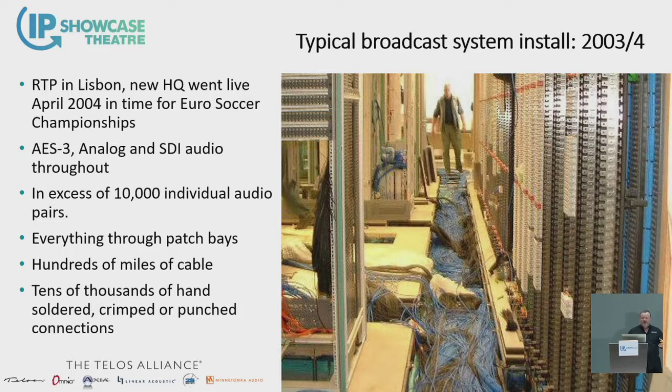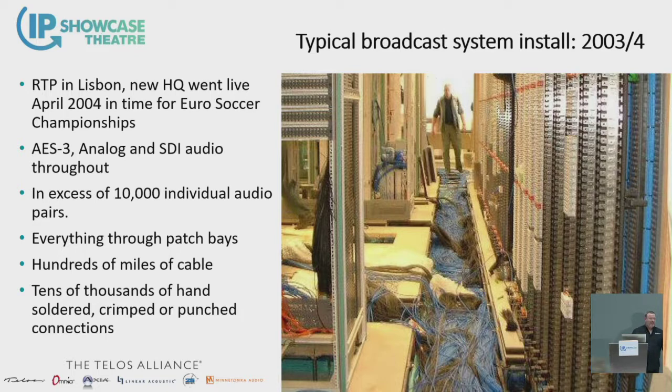So moving on from that mess of cables to another mess of cables, I worked on a project in 2003-2004 at RTP in Lisbon. This is a typical project that we worked on. This was the new HQ for RTP in Lisbon, which went live for the Euro Soccer Championships. It was AES3, analog and SDI audio throughout. It was a huge installation. We were on site for 6 months, designing this massive system of baseband audio, full of all the bits of equipment that we all know and love from way back then: distribution amplifiers, baseband routing, patch bays on absolutely every input and every output, distribution and changeover on every input and every output. All of those kinds of things that made my life a living hell back in those days.